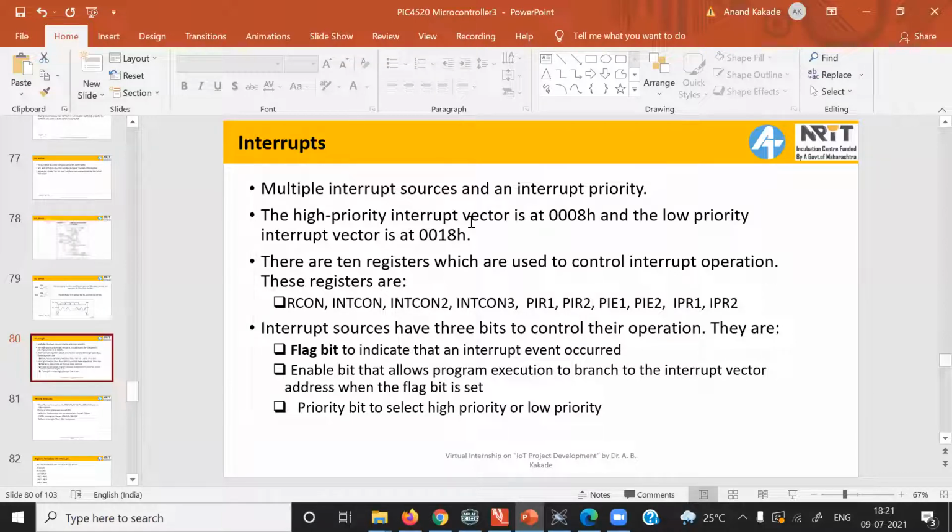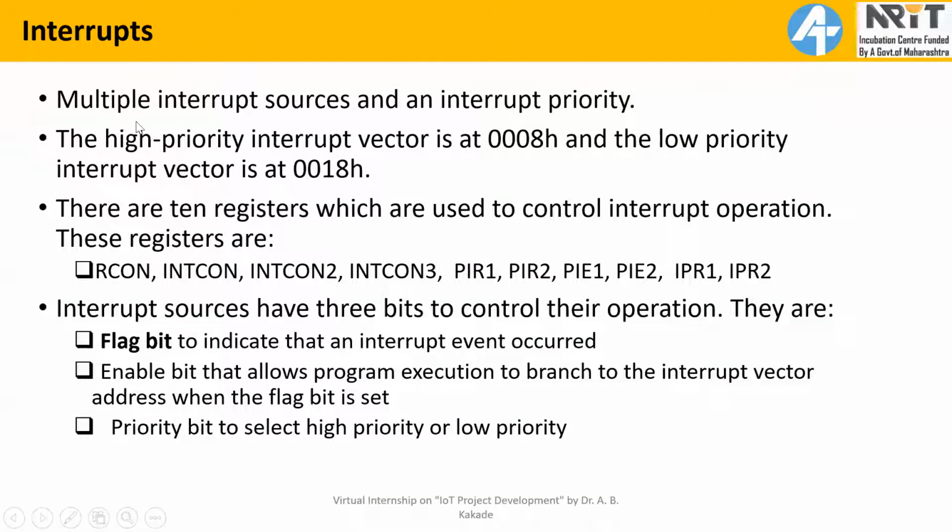For most of the microcontrollers, these vector addresses are unique, and you cannot change that vector address. It is given in the data sheet. For the PIC microcontroller, there are two vector addresses. The first vector address is for high priority interrupt, and the second is for low priority interrupt. For high priority interrupt, the vector address is 0008 hex, and for low priority interrupt, the vector address is 0018 hex. So when a high priority interrupt occurs, the program jumps to the 0008 address, and when a low priority interrupt occurs, it jumps to the 0018 hex address.